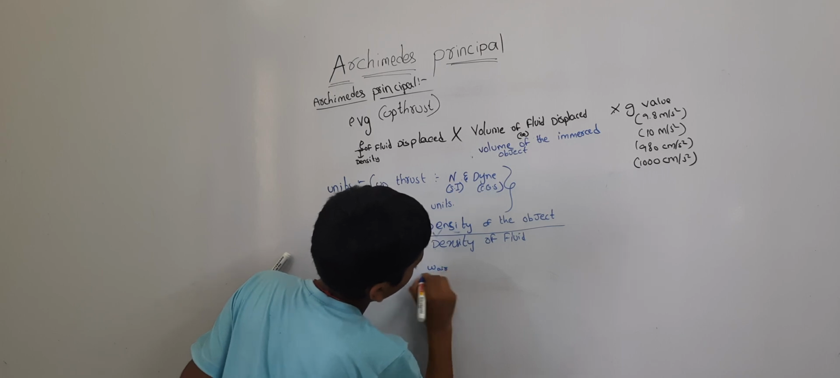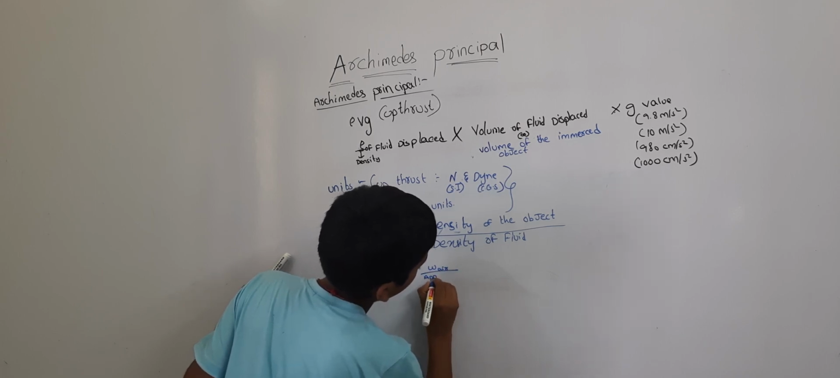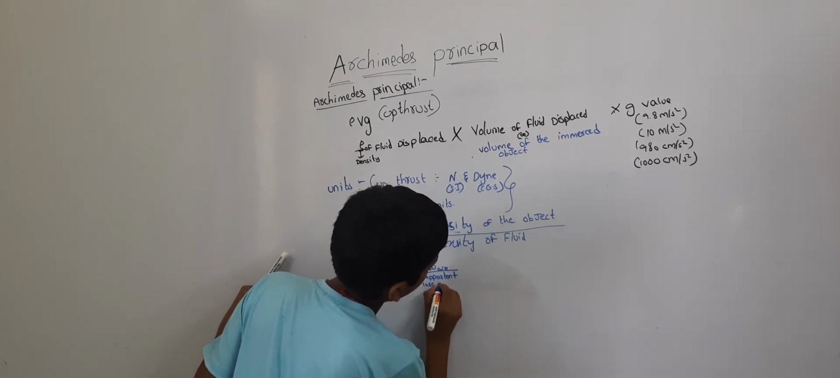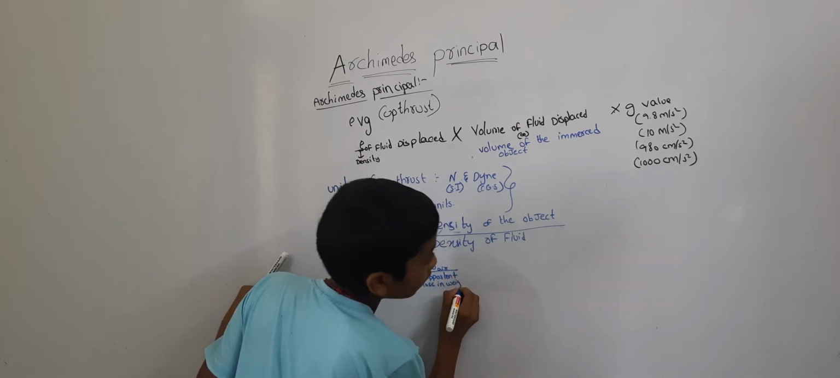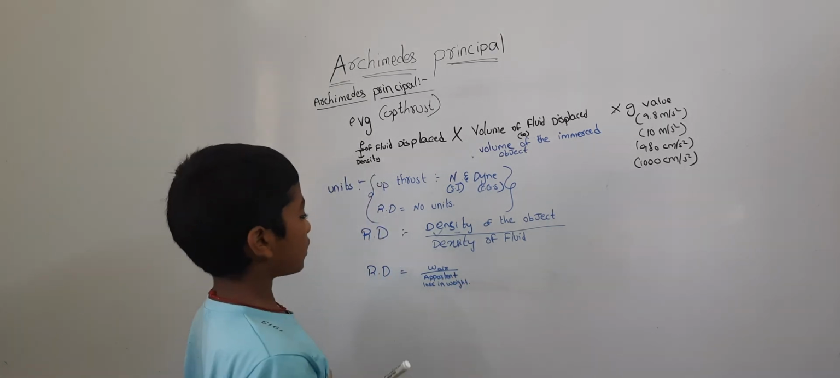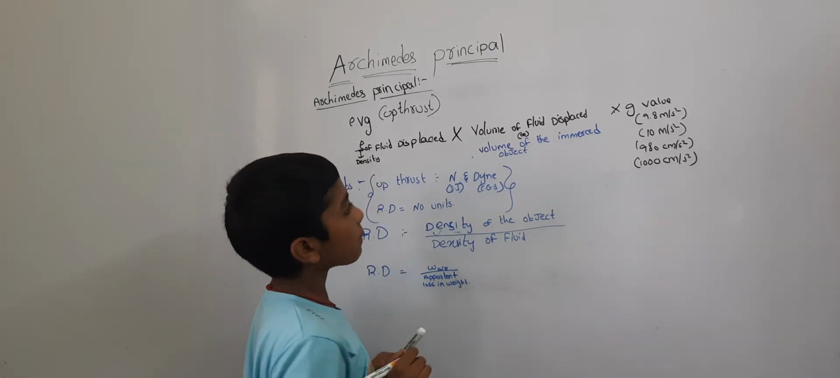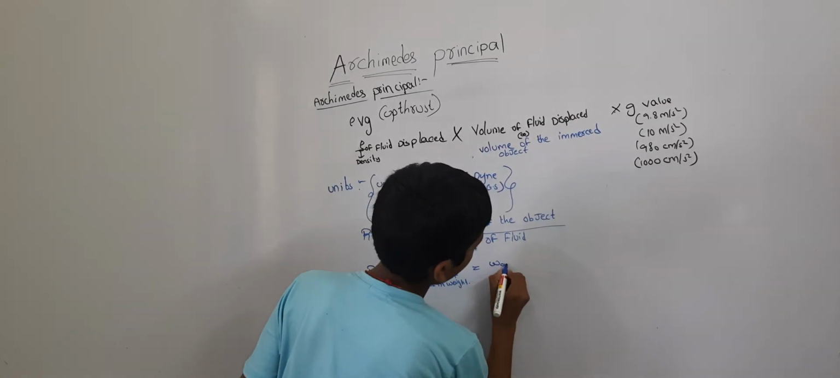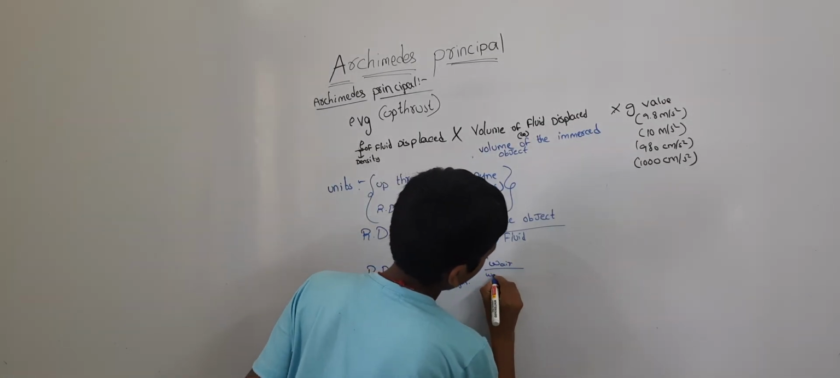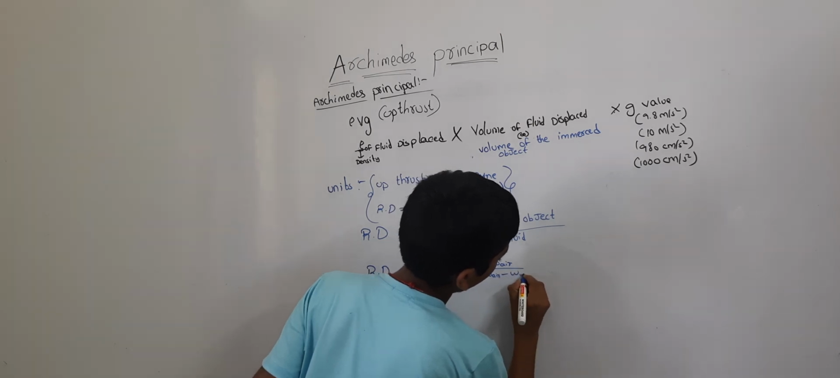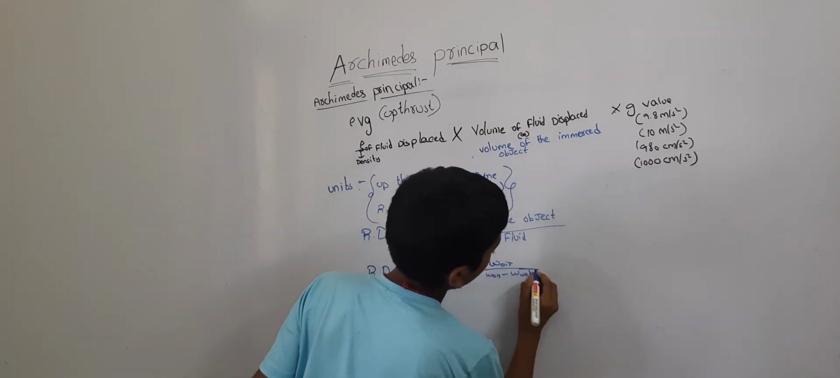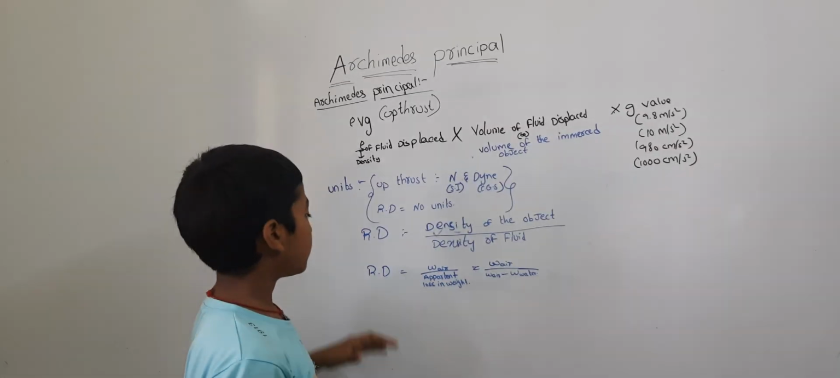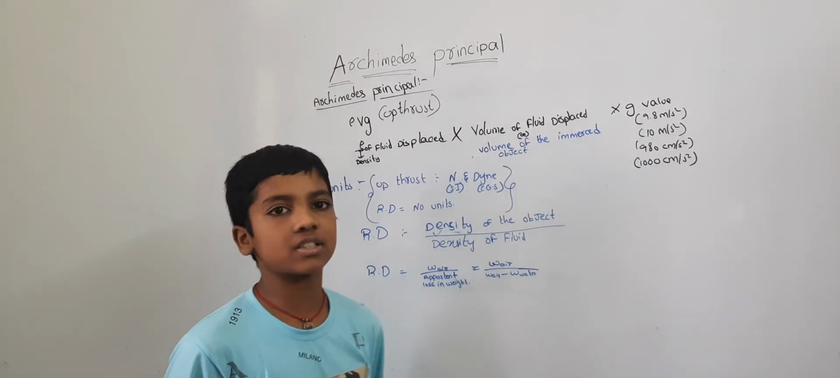The second formula of relative density is weight in air by apparent loss in weight. Apparent loss in weight, or we can say the apparent loss in weight formula is weight in air by weight in air minus weight in water. This is another formula for relative density.